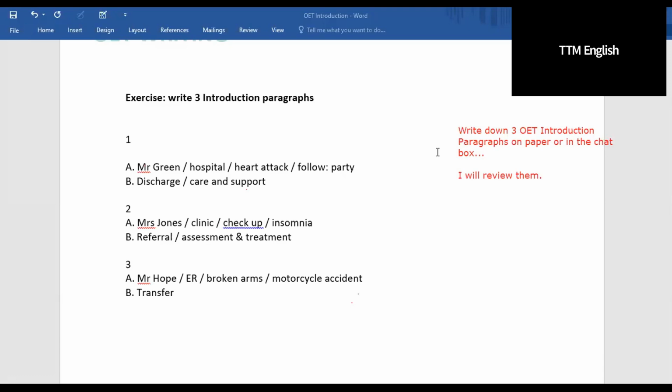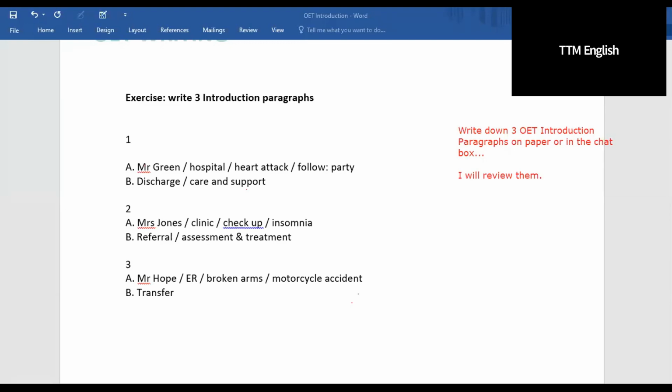Daniela says, I'm writing regarding Mr. Green, who was admitted to a hospital due to a heart attack. He's scheduled today. He's being discharged today. Okay. And now requires your continued care and support. Spelling of requires, Daniela, just a small thing. Oh, yeah. It's like, okay.